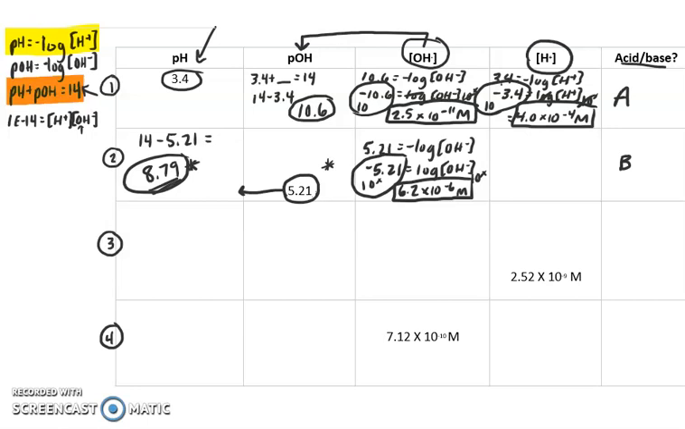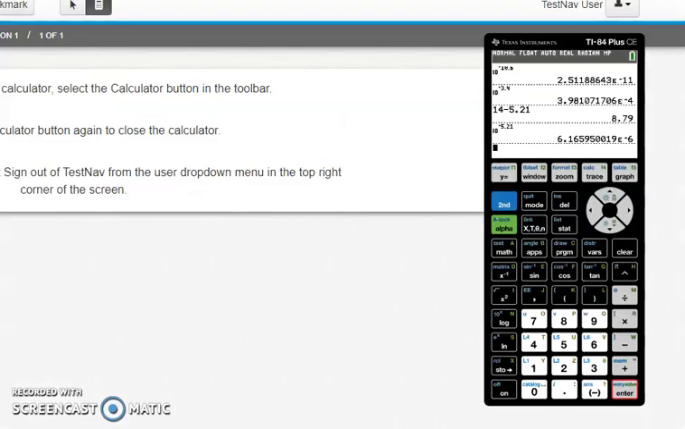I know the pH, so 8.79 equals the negative log of H. Again, move over the negative, and then you know the rest. We're going to take, I'm sorry, that's H, not OH. Cross that out. So I'm going to take 10 to the -8.79. So go back to my calculator.